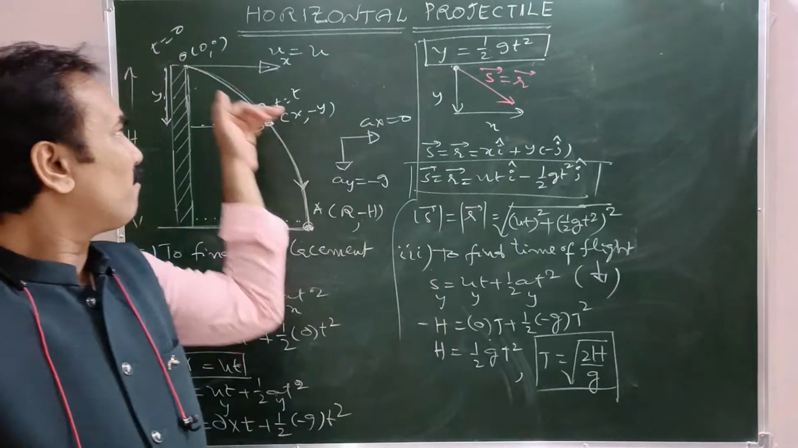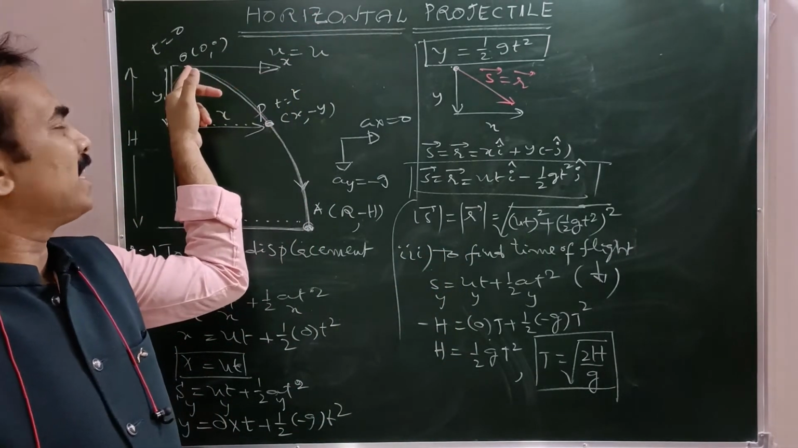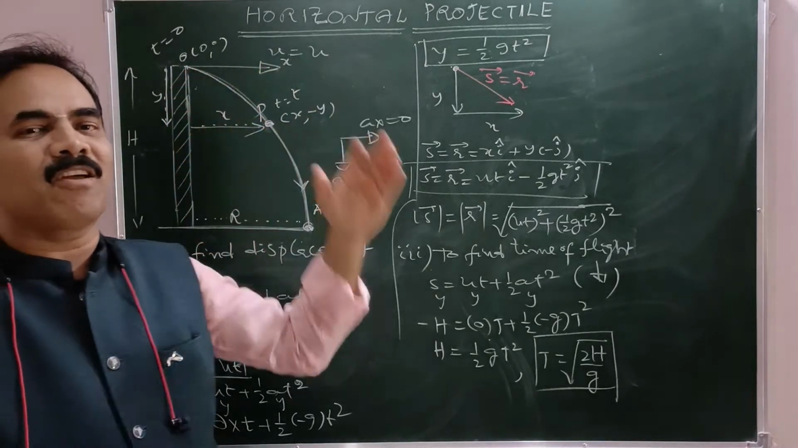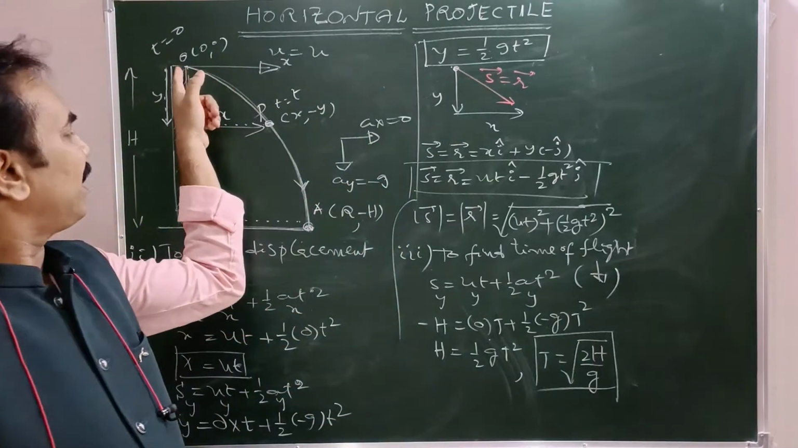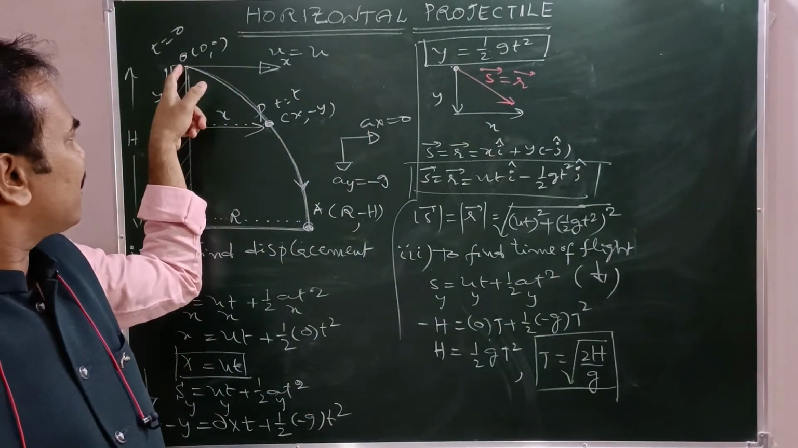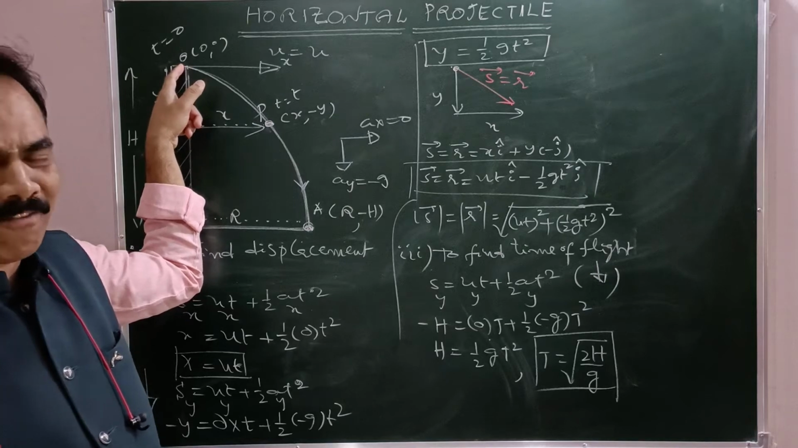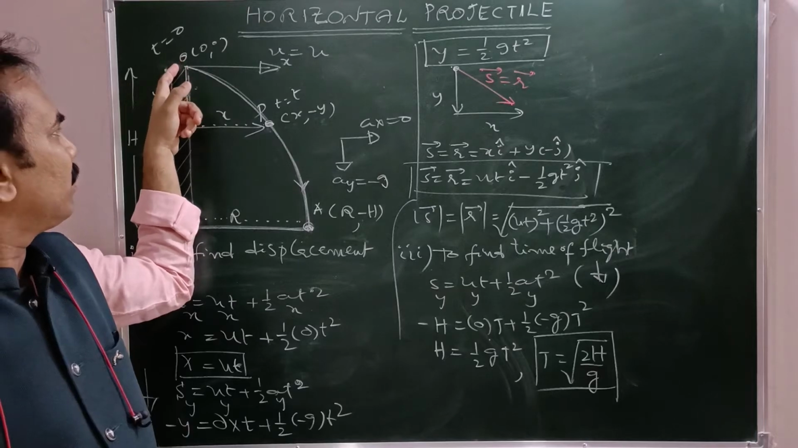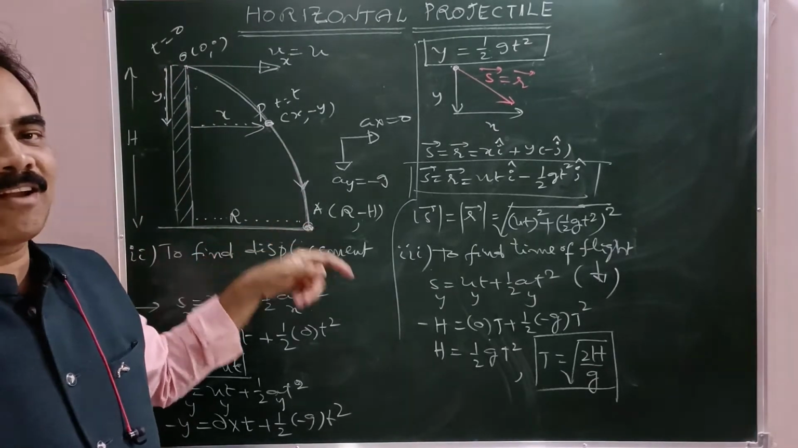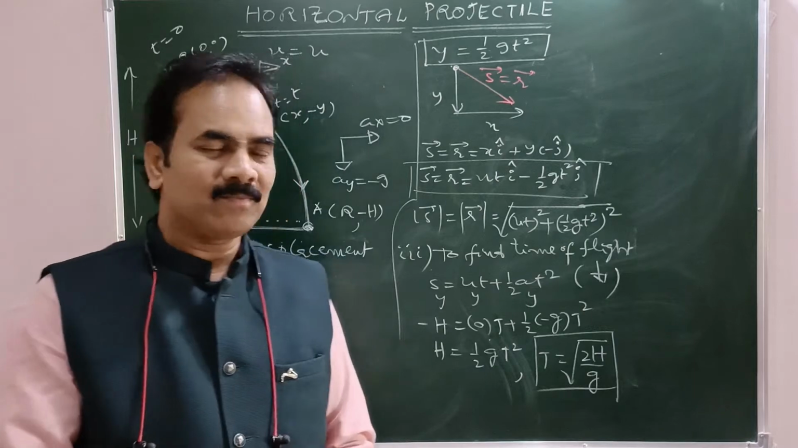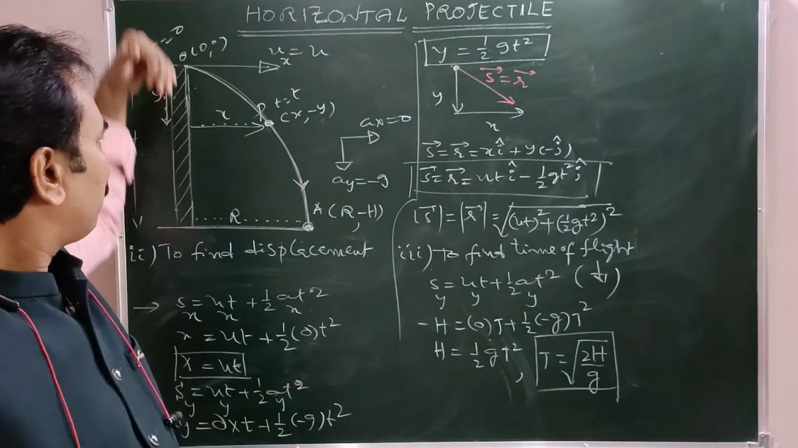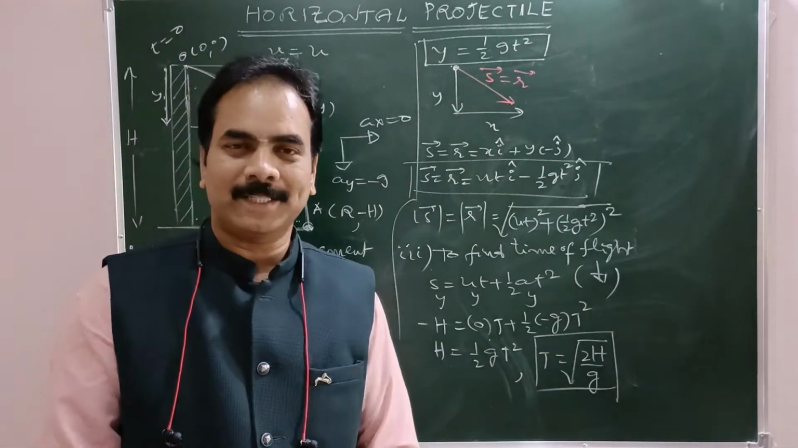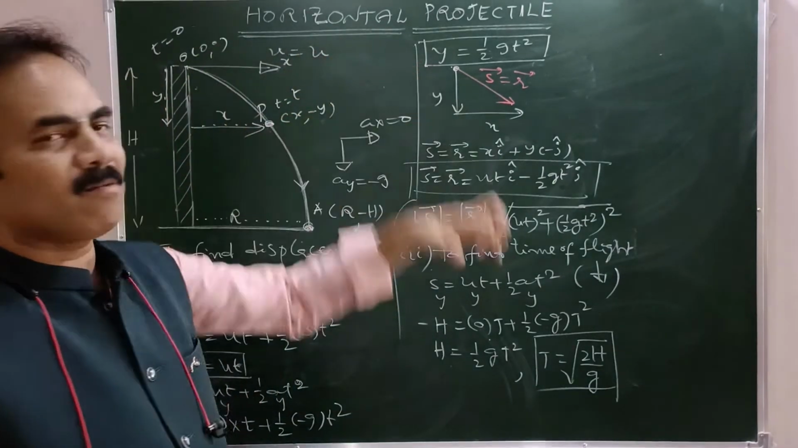So here, when the body is projected horizontally from a certain elevation, right, it has two components of velocity at all points except the highest point from which it was projected. So at this point only uy is 0. At all remaining points, it has a vertical component of velocity, right? So therefore, vertical motion is freely falling. So h equal to half g t square, t equal root 2h by g. Horizontal motion is uniform motion.